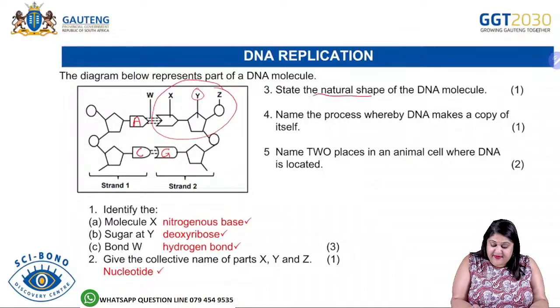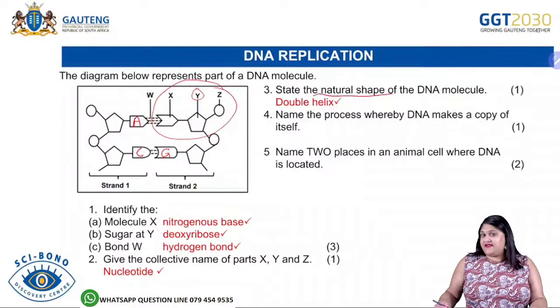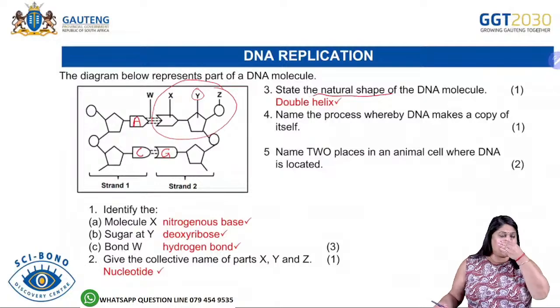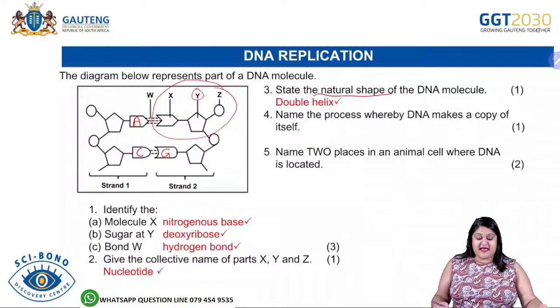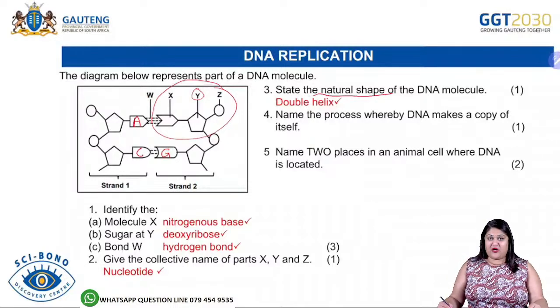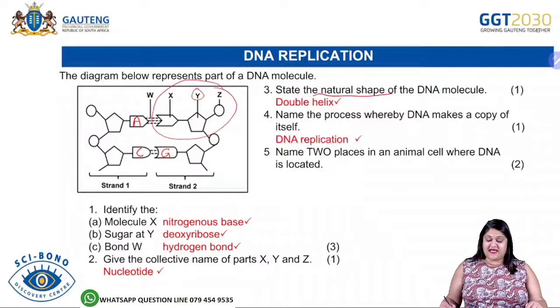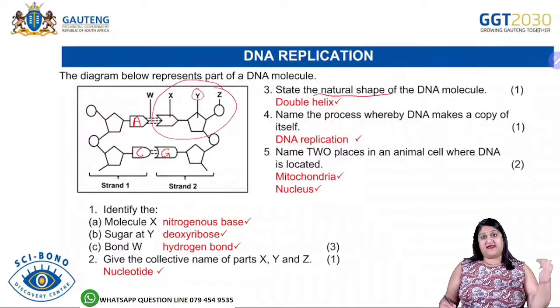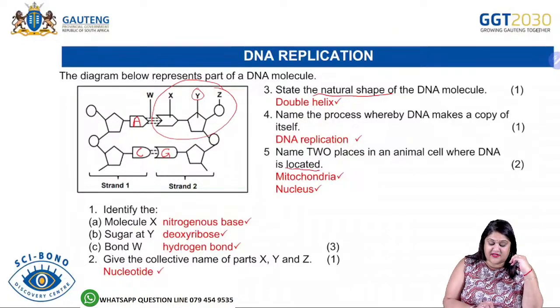State the natural shape of the DNA molecule. The natural shape is a double helix. If you said helix, it is wrong. If you said double-stranded, it is wrong. If you said that it's a double-stranded structure, it is wrong. Okay, it's a double helix. Name the process whereby DNA makes a copy of itself. Right? That is DNA replication. And name 2 places in an animal cell where DNA is located. It's located in the mitochondria as well as the nucleus. Okay, I didn't mention it earlier, but it is something that you need to know, that DNA is located in the mitochondria and the nucleus.